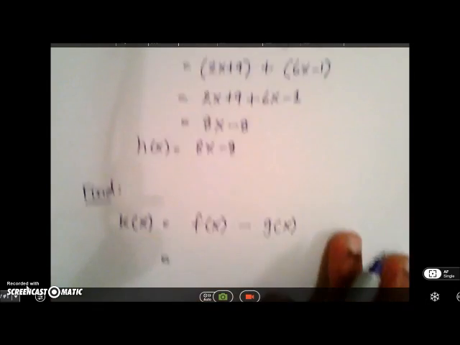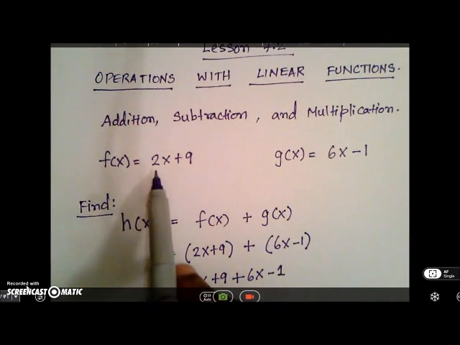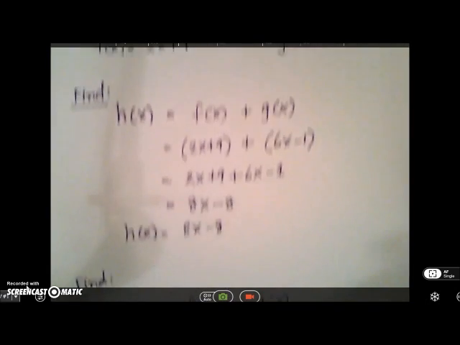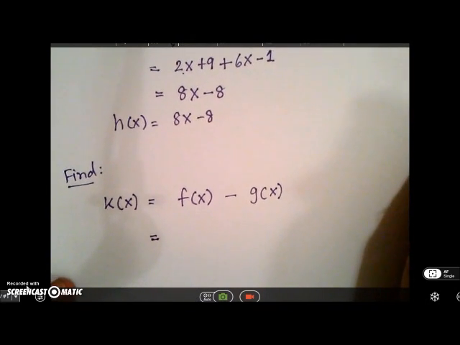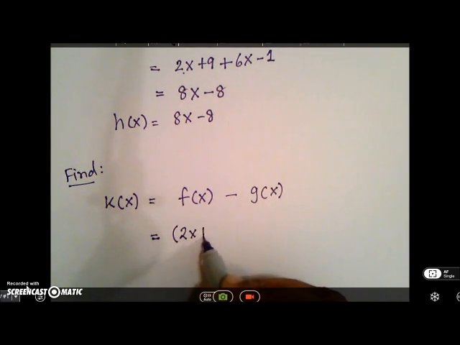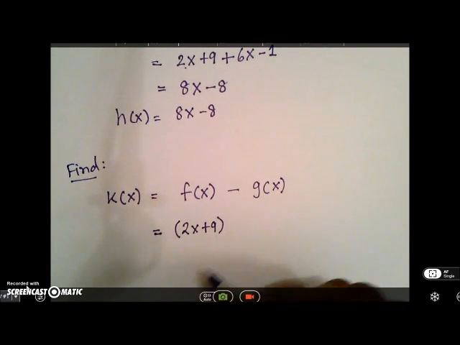So we know that f of x is 2x plus 9 and g of x is 6x minus 1. You guys must have written it down in your notes already, so you don't have to go back and forth. So f of x is 2x plus 9. Again, I'm using a parenthesis to plug in my value for f of x.